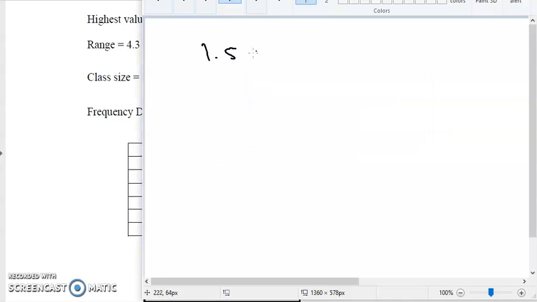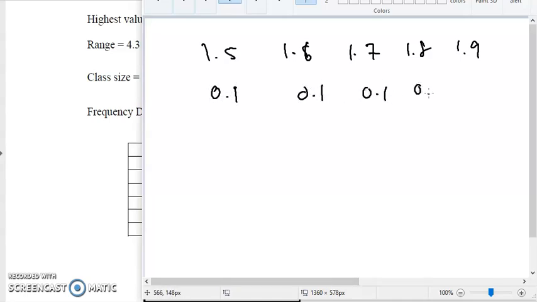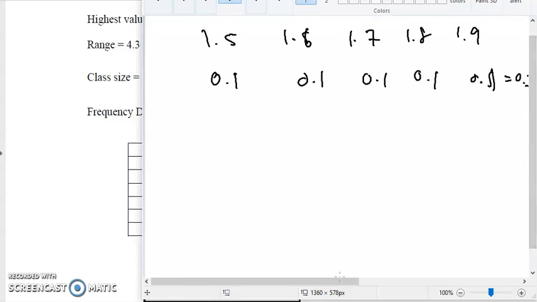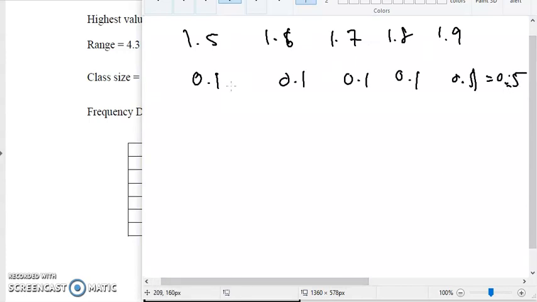Start from 1.5, and then 1.6, 1.7, 1.8, 1.9. So we count 0.1, 0.1, 0.1, 0.1, and the total of everything here is 0.5. We count from 1.5, adding 0.1 each time. That's why the highest is 1.9 here. I hope you are clear about this.